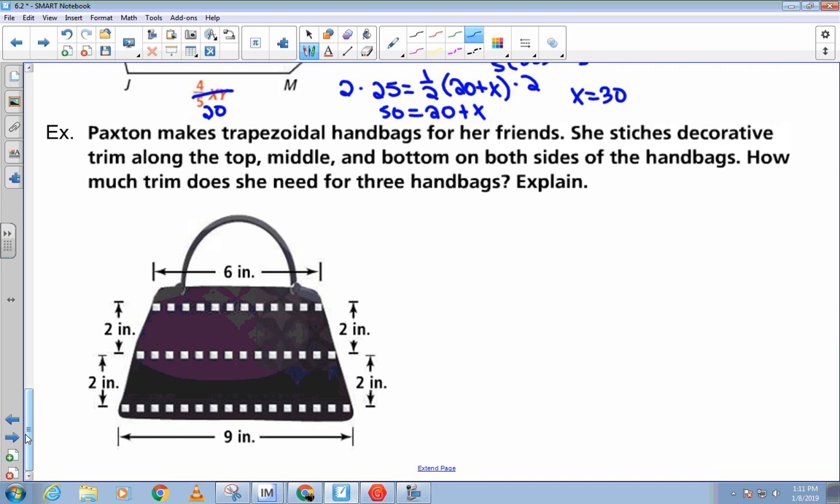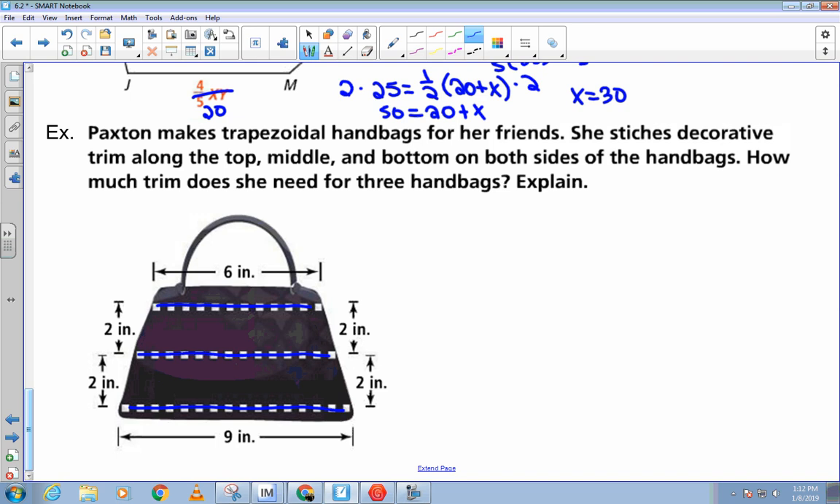Alright, we got one more. Paxton makes trapezoidal handbags for her friends. She stitches decorative trim along the top, the middle, and the bottom on both sides of the handbag. How much trim does she need for 3 handbags? Alright, so she's going to stitch stuff here, here, and here.